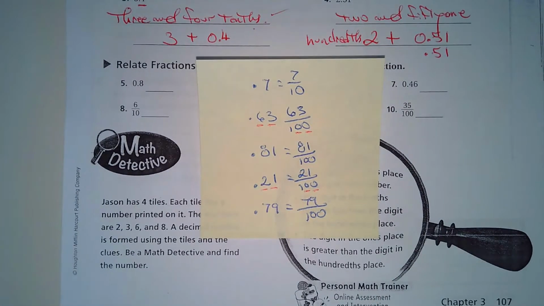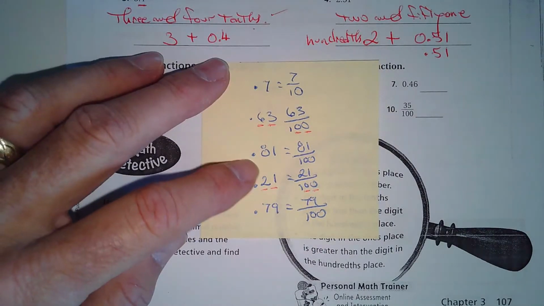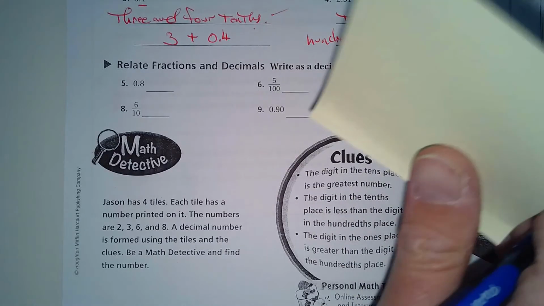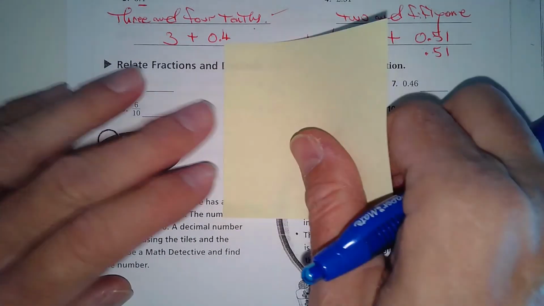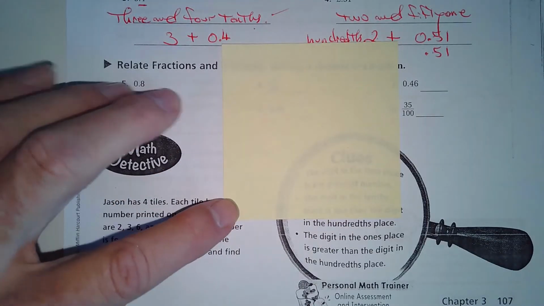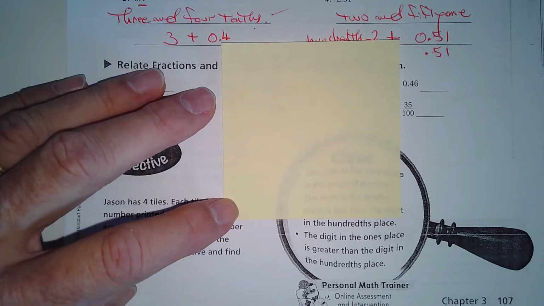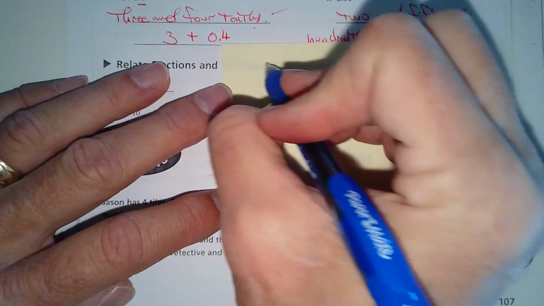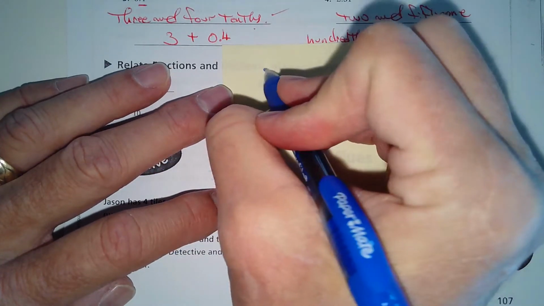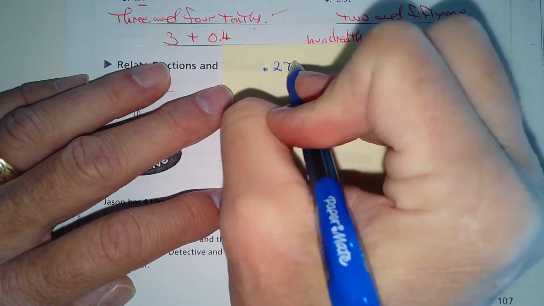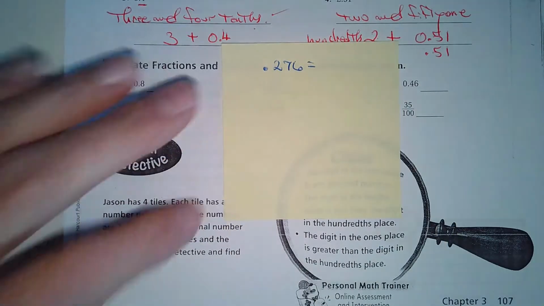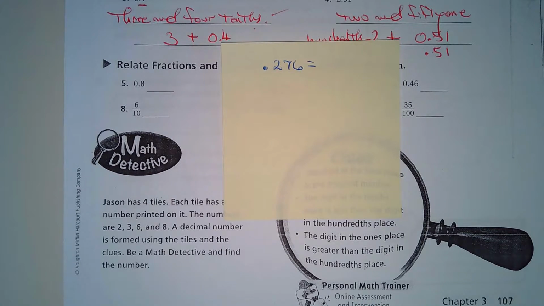Questions on this? So we've gone from 1 decimal place to 2 decimal places. Now we'll look at 3 decimal places. Even though they don't have any in the next problems we're going to be doing, I want you guys to know. So what if I wrote down 0.276, and I wanted that in fraction form?